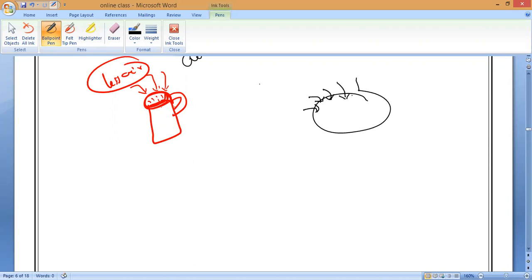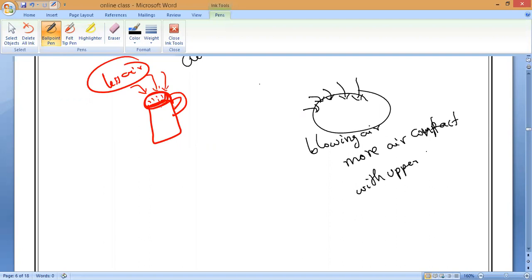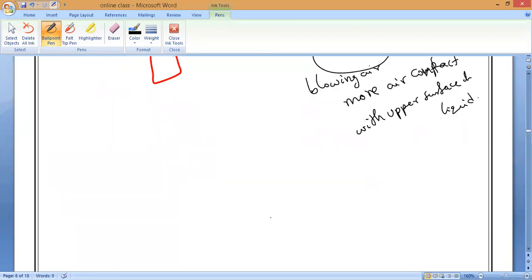Understand? So when we blow more air, what is happening? More air comes and contacts the upper surface of the liquid. Do you understand? So with the upper surface of the liquid in contact with more air, is the rate of evaporation faster or slower? Please respond. Faster, sir. Faster. So yes, the rate of evaporation increases by increasing the wind speed.